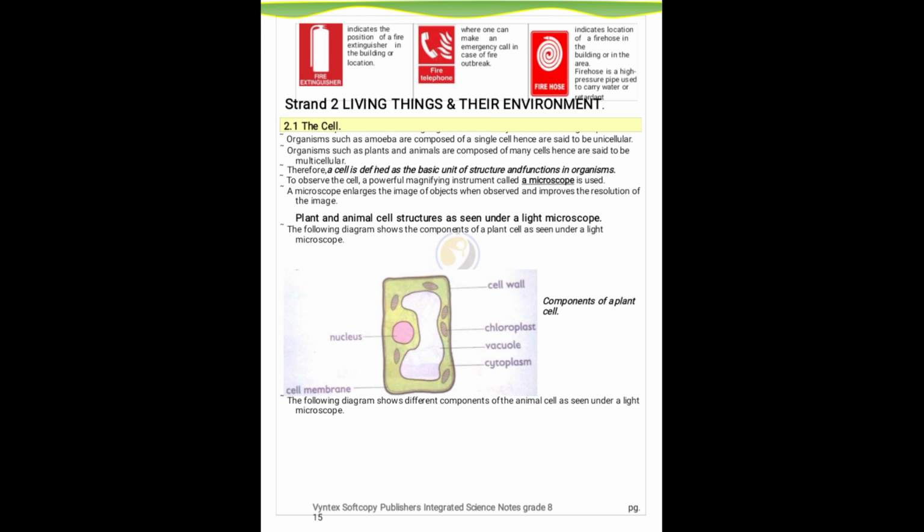A microscope enlarges the image of objects when observed and also improves the resolution of the image. And therefore, we say that a microscope has two purposes or two functions. One is to enlarge or to magnify. And the second purpose of the microscope is resolution, whereby resolution is the ability of the microscope to distinguish between two organelles that are close to each other.